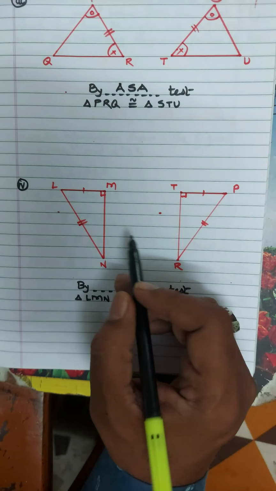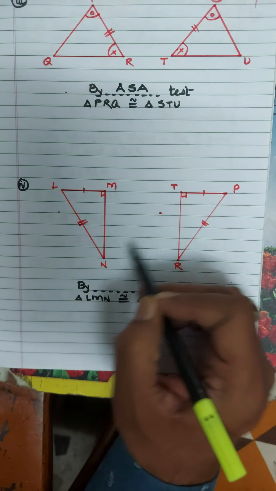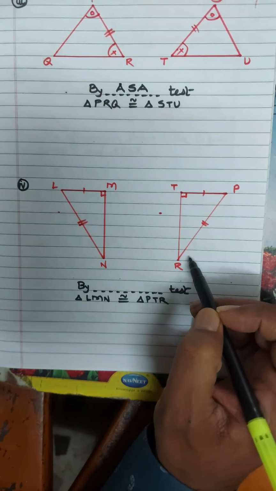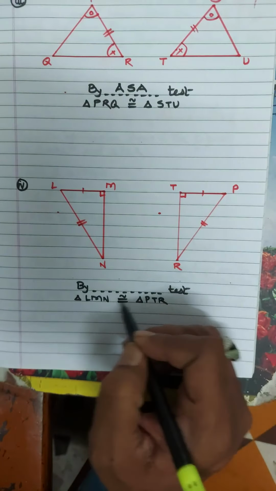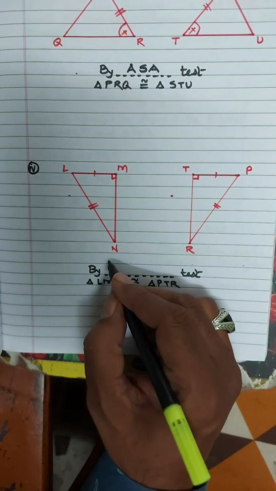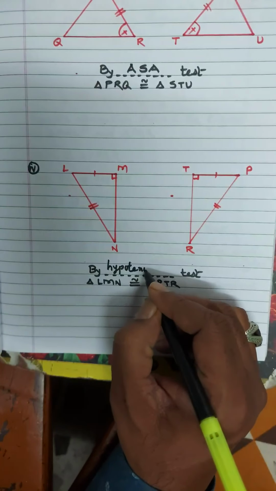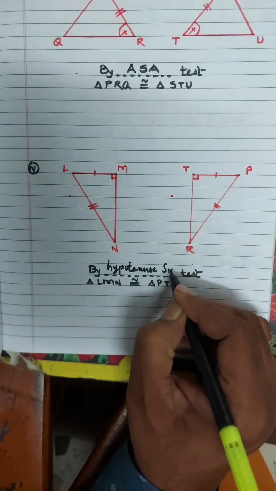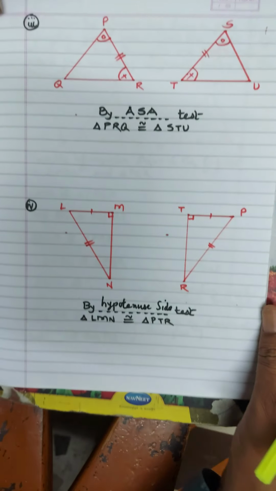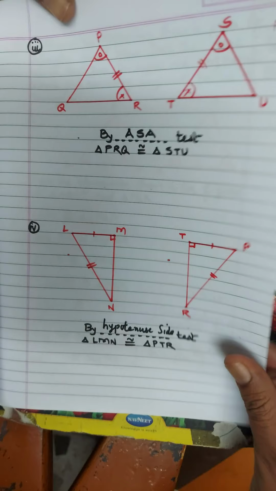And here also the fourth one is very easy to understand because of the 90-degree property. LN and PR are the hypotenuse. So in this case, triangle LMN is congruent to triangle PQR, and by which test? By hypotenuse side test. So we have to write here by hypotenuse side test. These are the four activities and it's very simple and easy to understand.